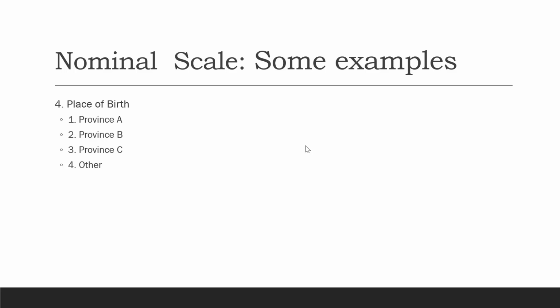Let's go to example number 4 in order to unpack nominal scale. Let's say you also want to know the place of birth of the respondents, and you list all 25 provinces, municipalities in Cambodia for the participant to check to choose one. And you are going to code 1 for the first option, 2 for the second option, 3 for the third option, and 25 for the last option. So the codes here do not mean anything, right? Each code just represents a specific province, which is the place of birth of the participant.